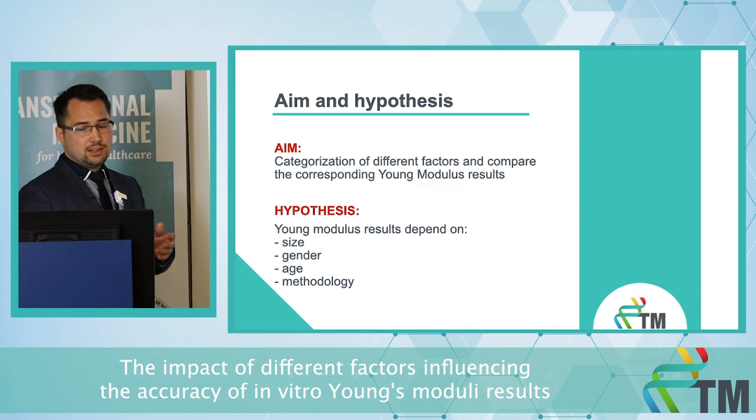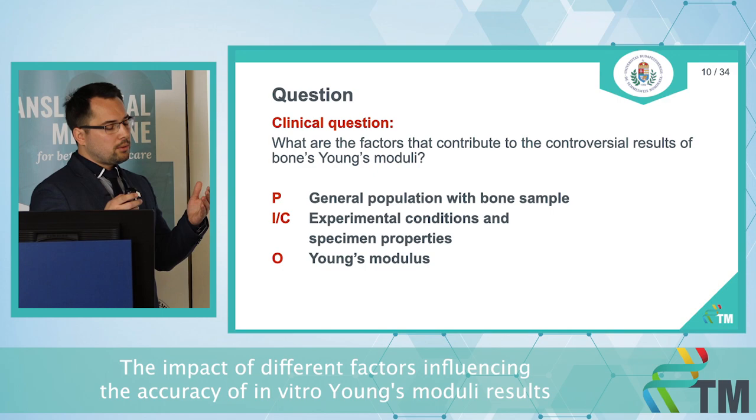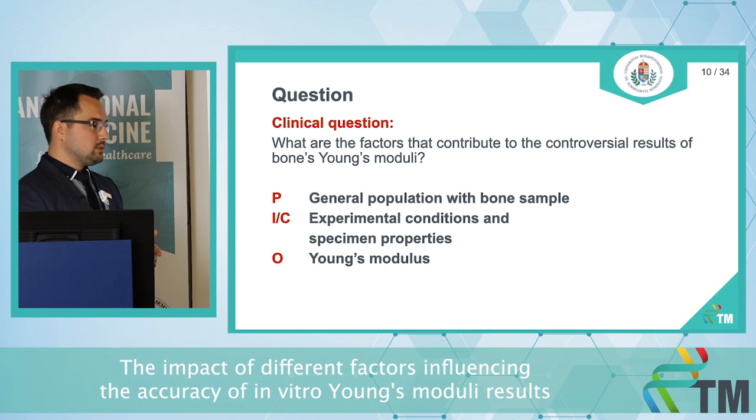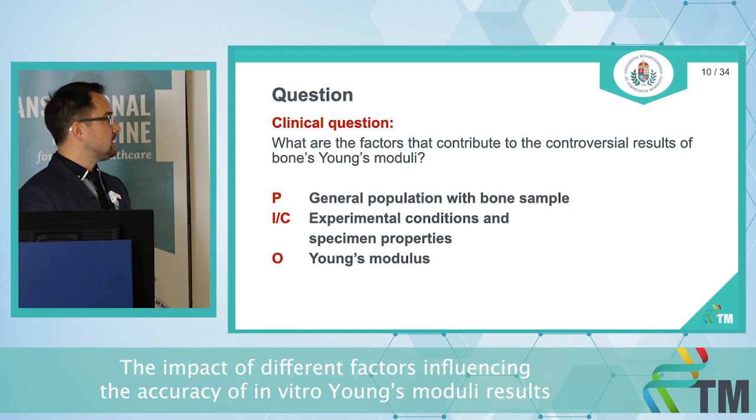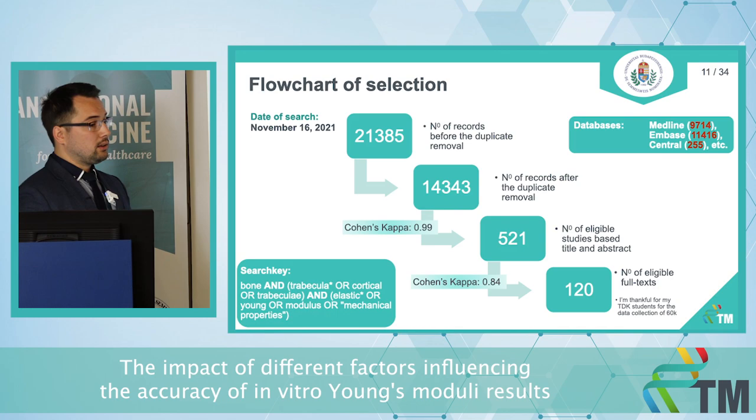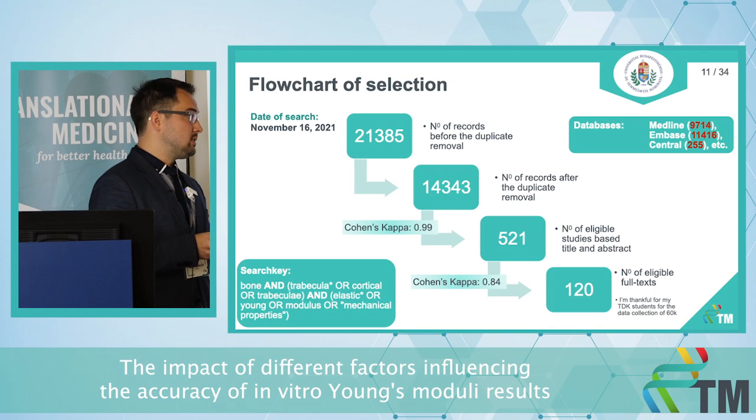So the project's aim is to identify and categorize these influencing factors in vitro that correspond with their Young modulus results. With the PICO framework, we were looking for articles that contained in vitro human bone measurements with Young modulus results in them, and we used only healthy bones, with no bone disease. With this search key, we started with more than 20,000 records that we finished at 120. However, it contained individual and multiple values, and this is very important.